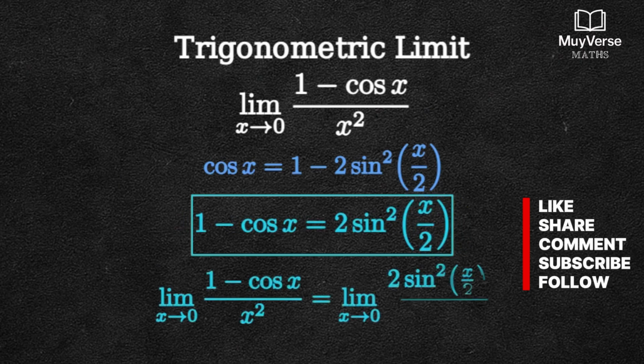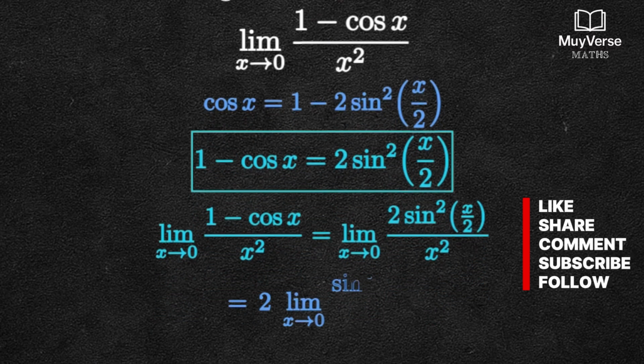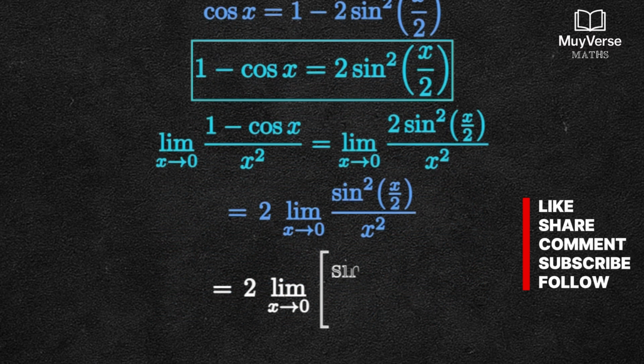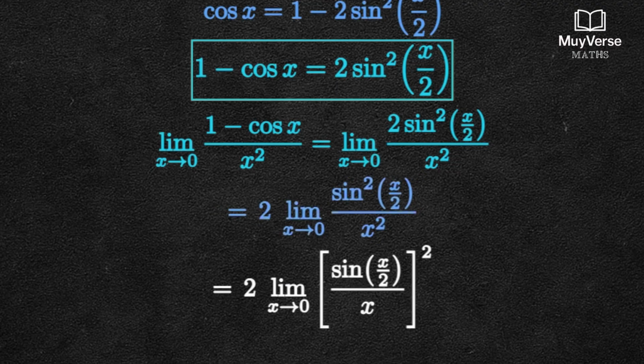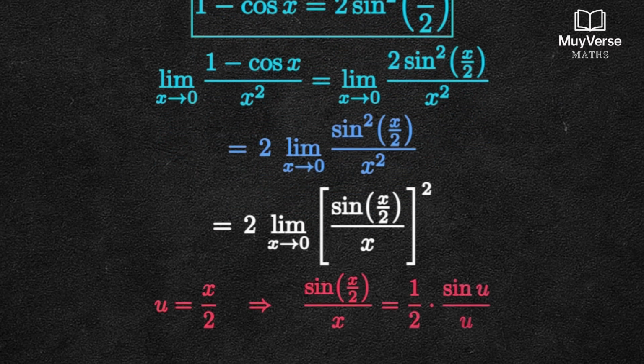Step 3. Factor out the constant 2 and think of sine squared as a square. Step 4. Match the famous limit sign, u over u, by letting u equal x over 2. Then sine of x over 2 divided by x equals 1/2 times sine u over u. Squaring gives 1/4 times (sine u over u) squared.